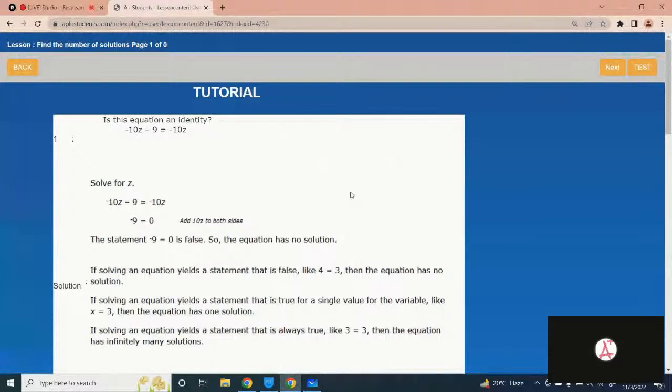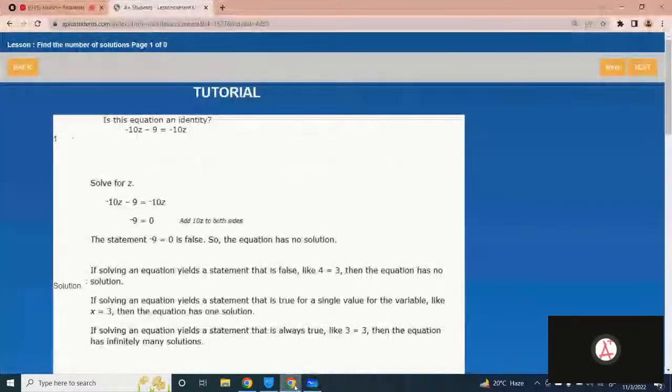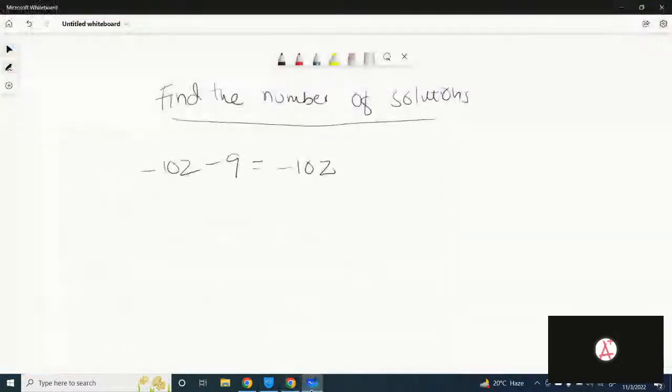Okay, let's start with 10z minus 9 equals negative 10z. Negative 10z minus 9 equals negative 10z. Okay, that would be the equation. We have to solve basically for z. Let's just solve for z.